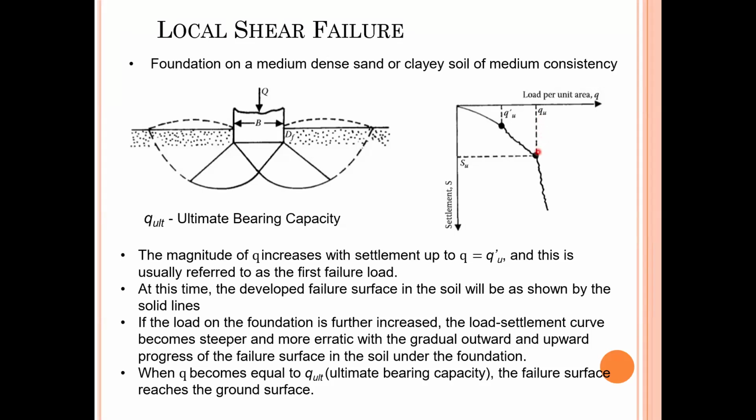So that's Q ultimate, the ultimate failure. We say this will be the ultimate settlement. In any case, if we're deciding for local shear failure, we consider this settlement. Local shear failure happens in medium dense sand. If you don't compact the soil well, there's a possibility of local shear failure, or in clay soil of medium consistency. So this is another reason why we need to investigate the ground conditions and, if needed, improve the conditions, like compaction.